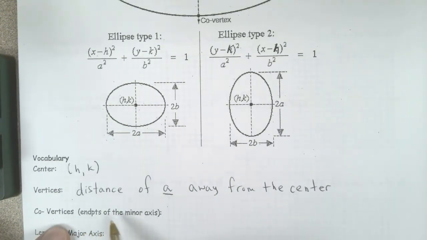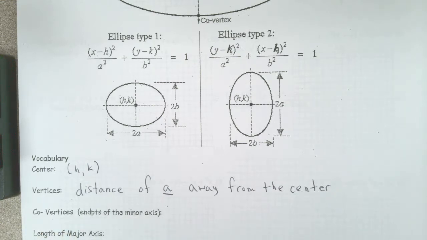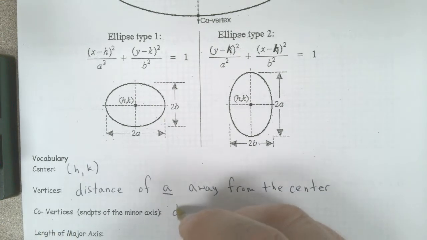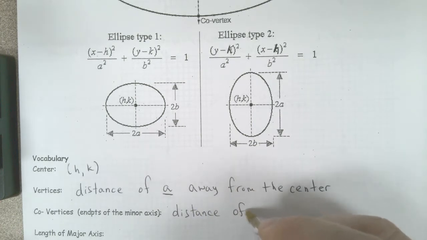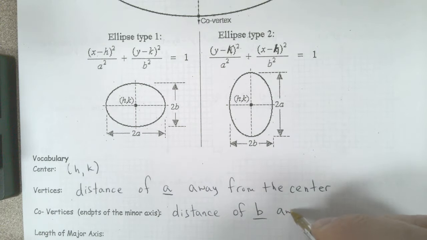The co-vertices are the endpoints of the minor axis. That's going to be the distance of the letter B away from the center.